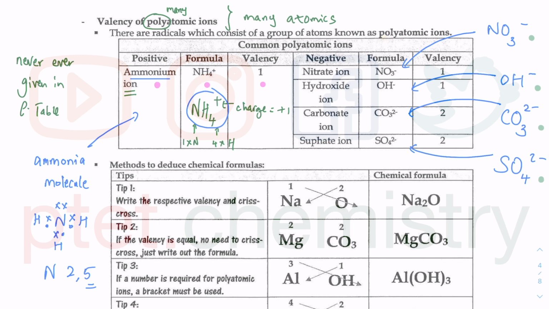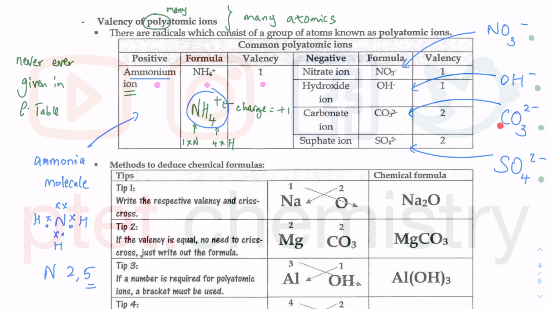Okay, polyatomic, more than 1 atom. There's 1 nitrogen because there's no number there. 1 nitrogen, 3 oxygen, minus 1 is the charge, so the valency is 1 there, follow the charge. Hydroxide is also an ion, 1 oxygen, 1 hydrogen, minus 1 charge, the valency is 1.